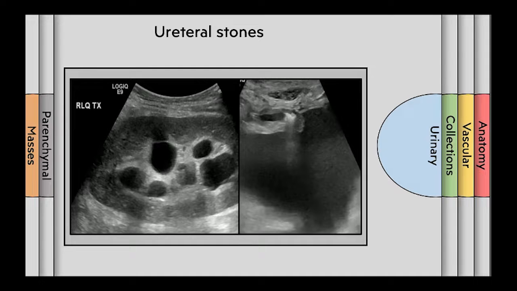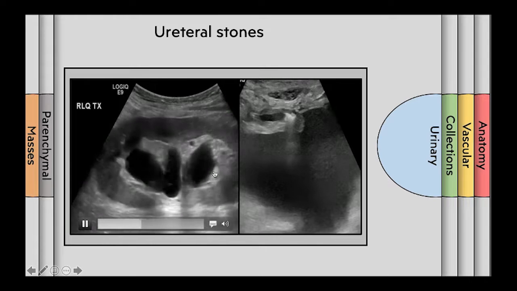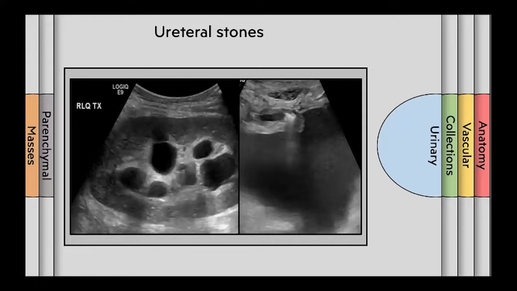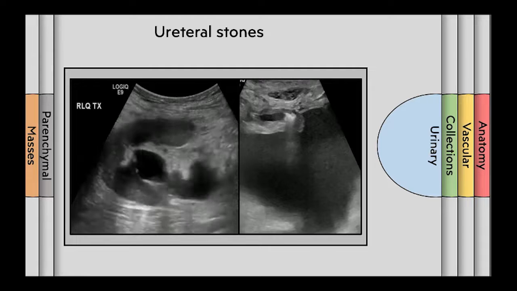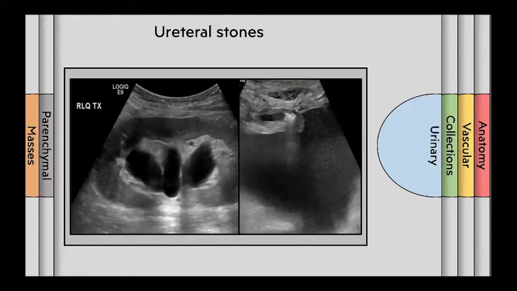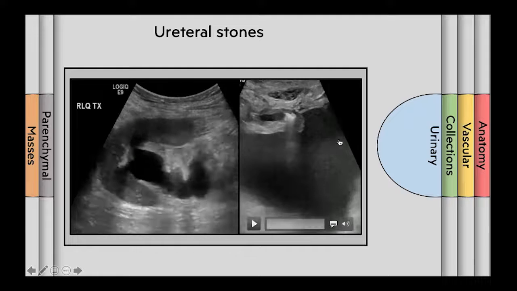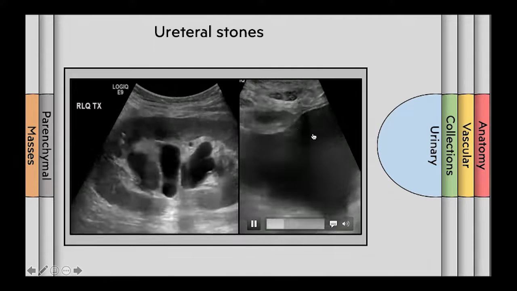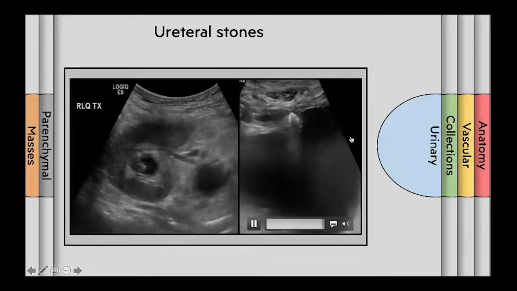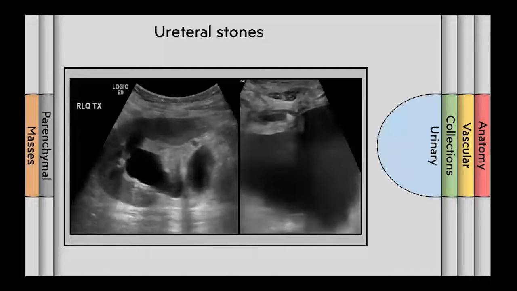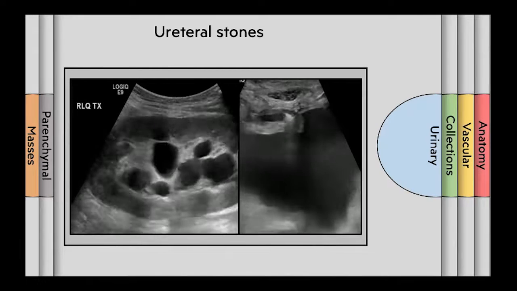Ureteral stones can cause hydronephrosis if they become obstructed, as you can see in this case here. If one sees hydronephrosis on ultrasound, it is important to track the ureter as distally as possible. In this particular case, you can see a stone in the distal ureter at the ureteroneocystostomy site as the source of the obstruction.